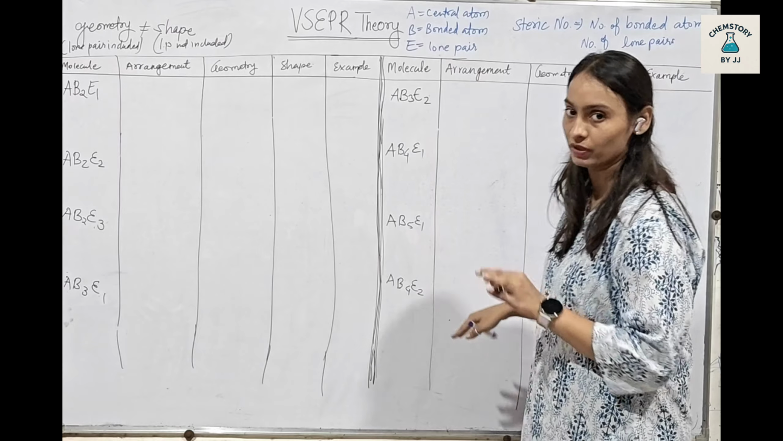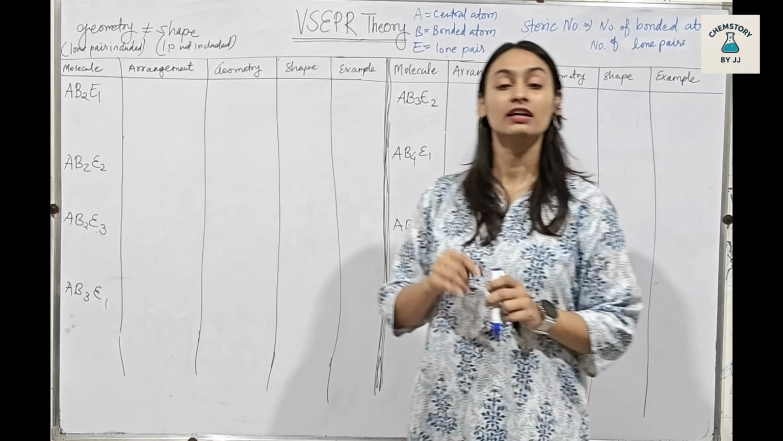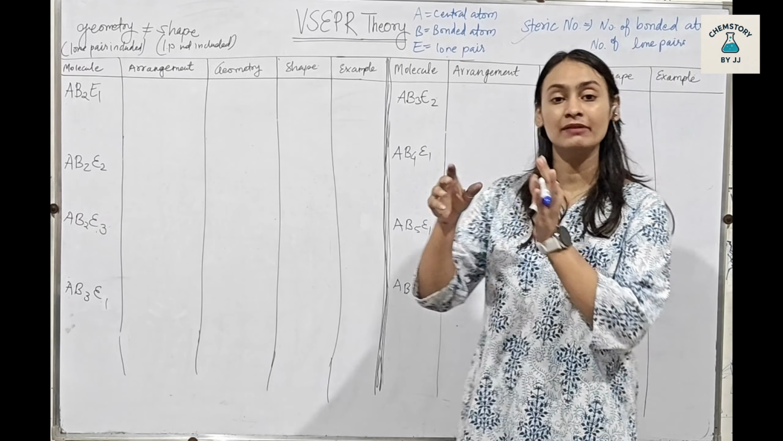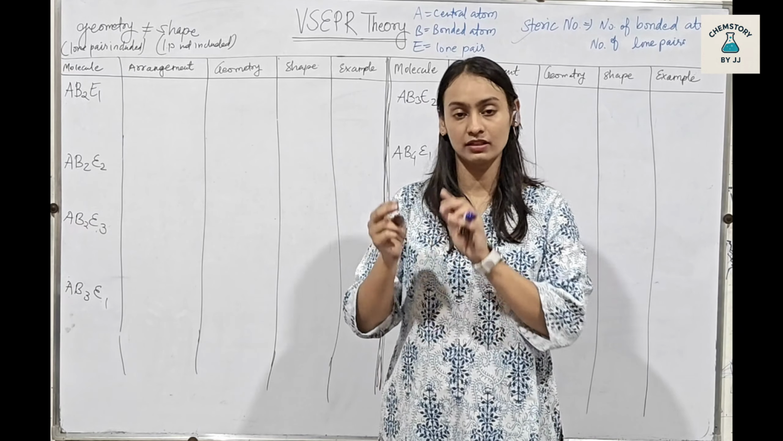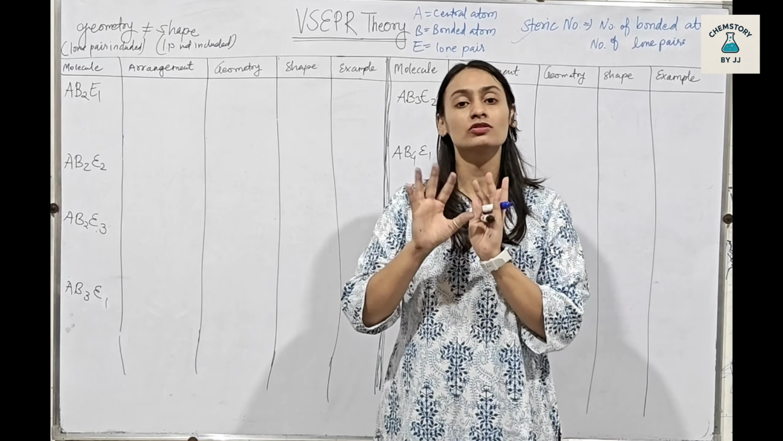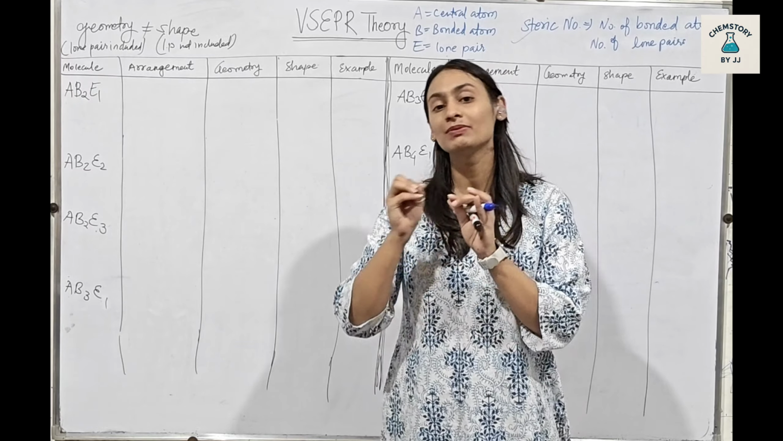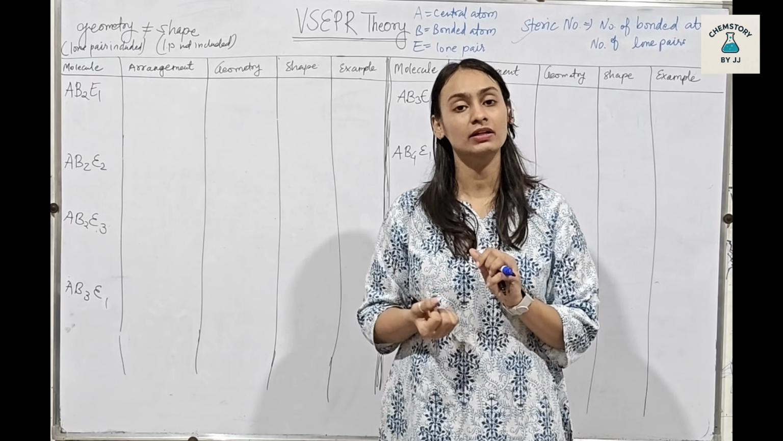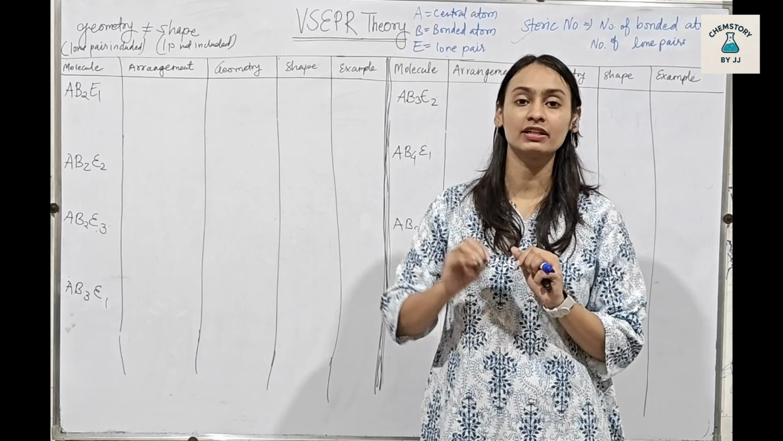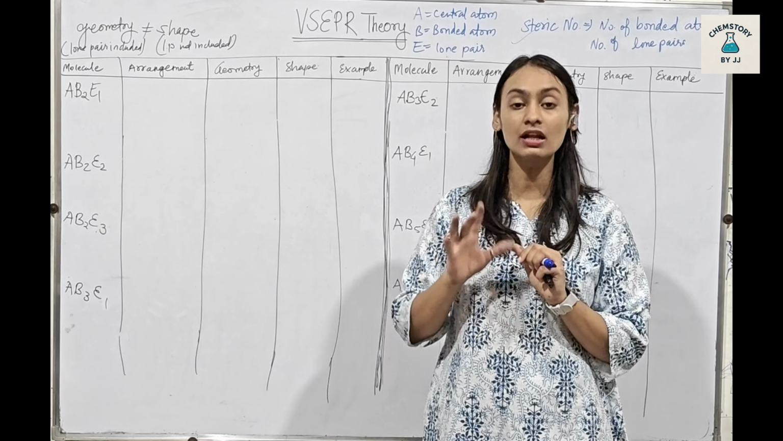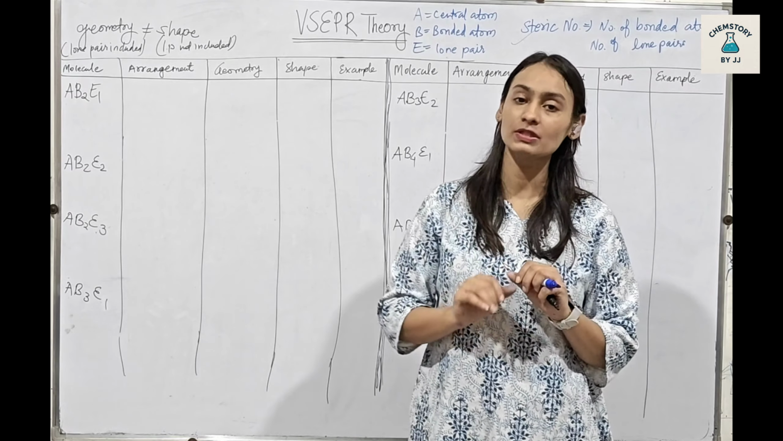Okay? See, we have seen the steric number. In AB2, 2 atoms were bonded, so the steric number would be 2. In AB3, 3 atoms bonded, the steric number would be 3. ऐसे ही AB4 में 4 would be the steric number, AB5 में 5, and AB6 में 6 would be the steric number.